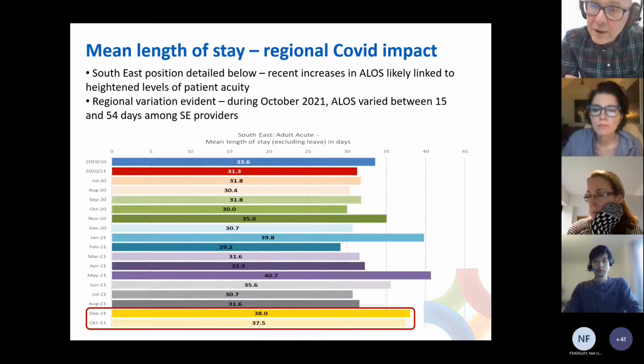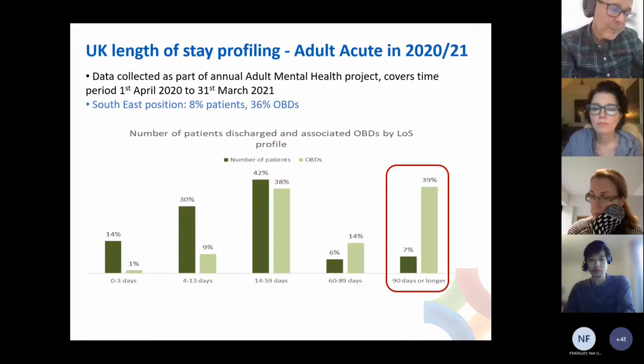So I think that would suggest that there's pressure within the system, especially when you think that Solent have got the lowest length of stay in the country. Okay, so that's the length of stay position.